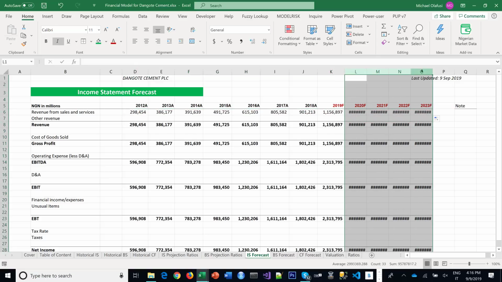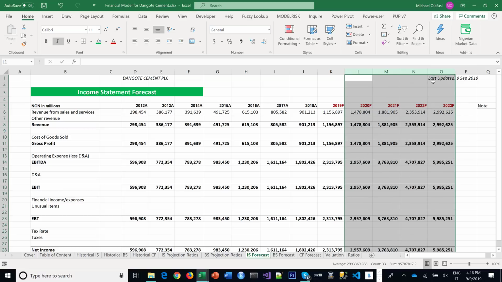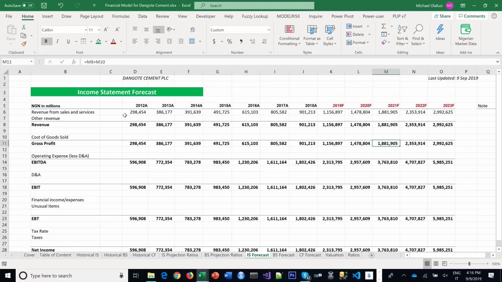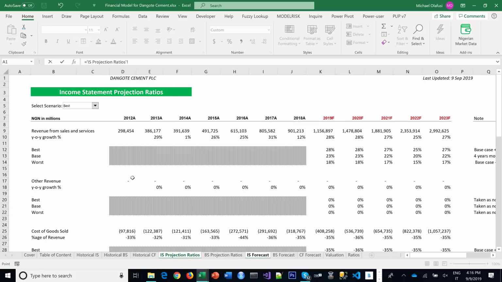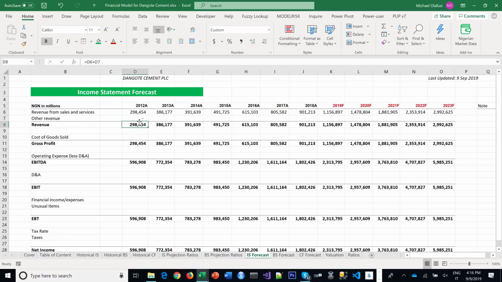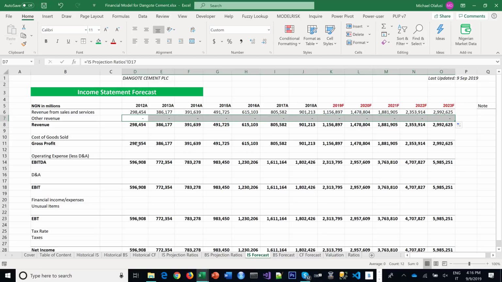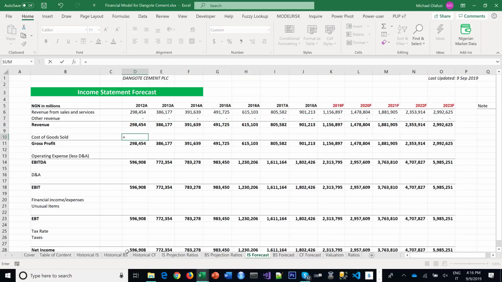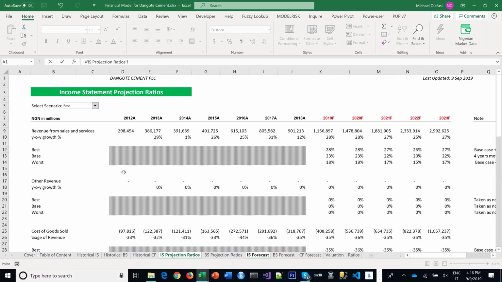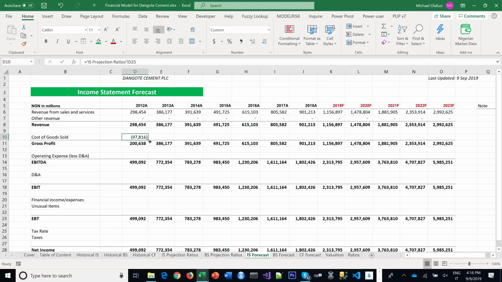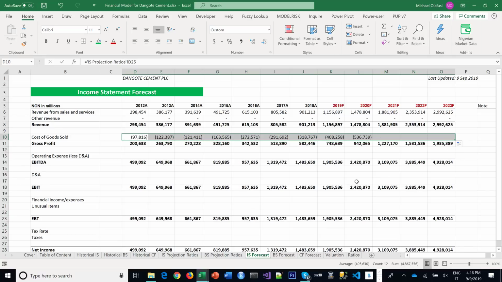Maybe make this big enough to show. Okay, not bad. I do likewise for other revenue. Come here, pick, and then I drag all the way down. For cost of goods sold, I come here and I pick, and then I drag all the way down.